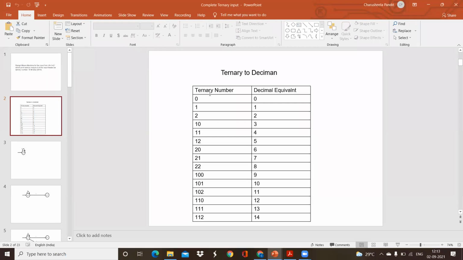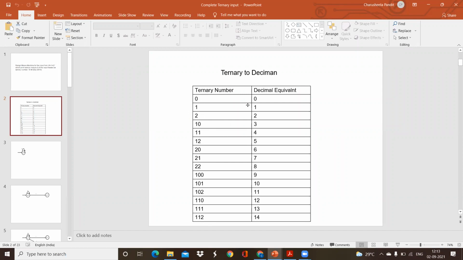So here, this is a ternary to decimal conversion. So these are your ternary numbers. Ternary numbers will have only three digits in this number system: 0, 1, and 2. So all numbers you have to represent with the help of these three digits only.